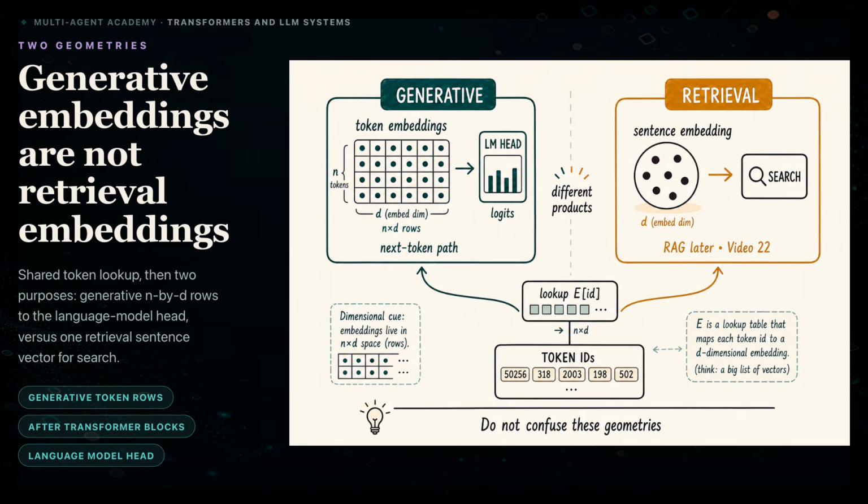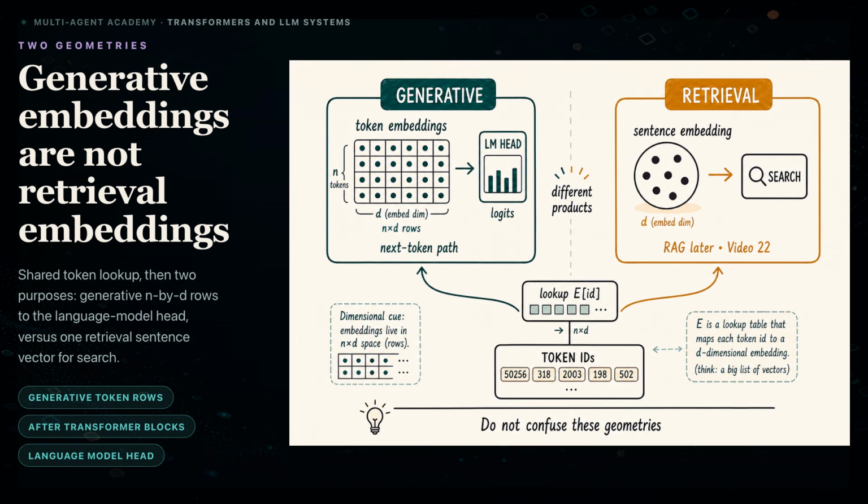People use the word embedding for two different purposes, and that mix-up causes a lot of bugs. Both sides can start the same way. Token identifiers look up rows in a table, so n tokens become an n by d matrix of vectors. In a generative model, that matrix stays a sequence. It goes through the transformer blocks, and the language model head predicts the next token.